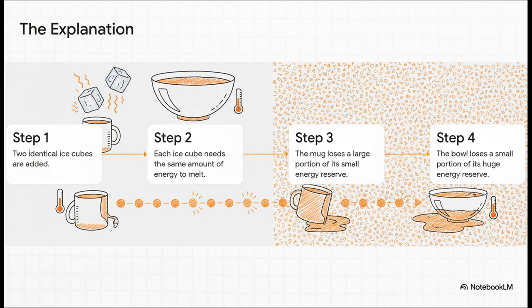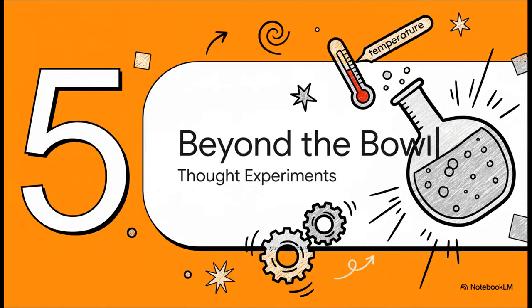Your big bowl, on the other hand, with its massive energy bank account, paid the exact same bill, but for the bowl, it was just a tiny withdrawal. It barely made a dent, so its temperature only dropped by a little bit. And this whole idea doesn't just work for soup. This applies to, well, pretty much everything.